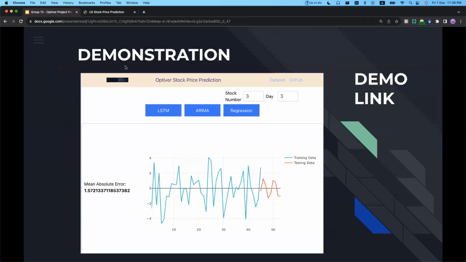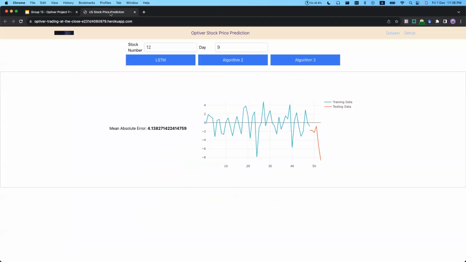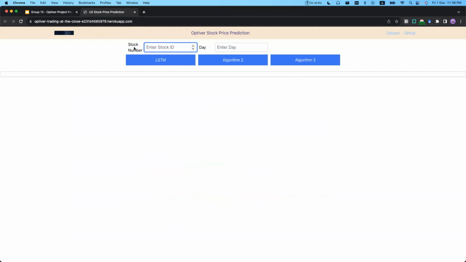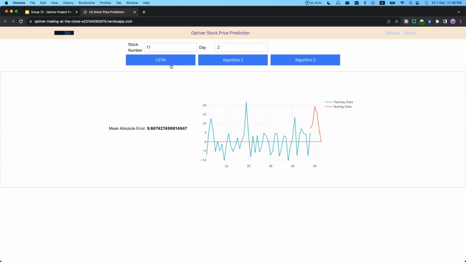This is our project. Let me go through the demonstration part. This is our deployed version. Here we are taking input from the user: the stock ID and day, as we are working on each day. Let's go to this. You can see that for this prediction, we can find the LSTM, and this is the ARIMA, and this is the support vector regressor. So here we can see the results for every model.